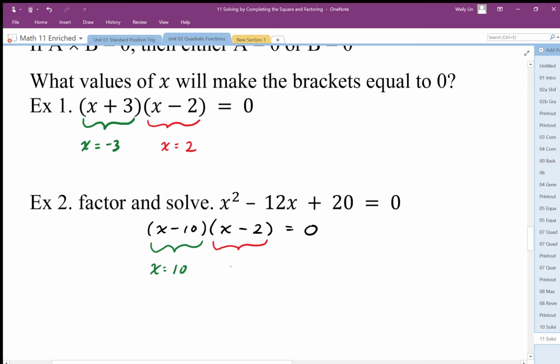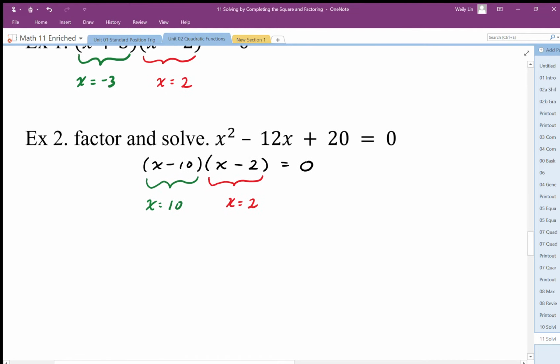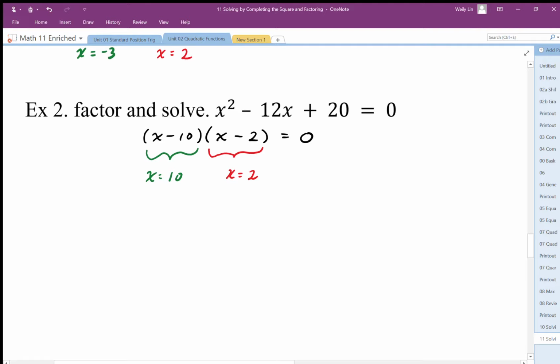Here, if I have x equals 2, that's going to give me a 0 here. So negative 8 times 0 is still equal to 0. Again, since the factored form and the general form are the same, it doesn't matter. I can plug 2 into here and get 4 minus 24 is negative 20, plus 20 is equal to 0. It will work, whether it's in factored form or the general form.